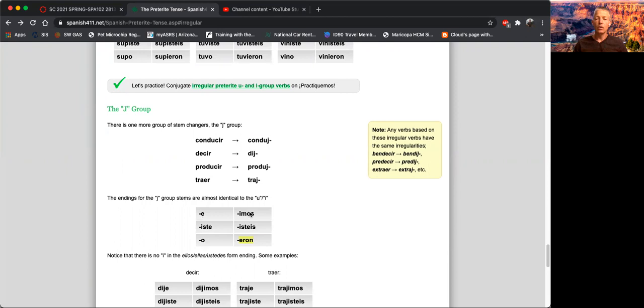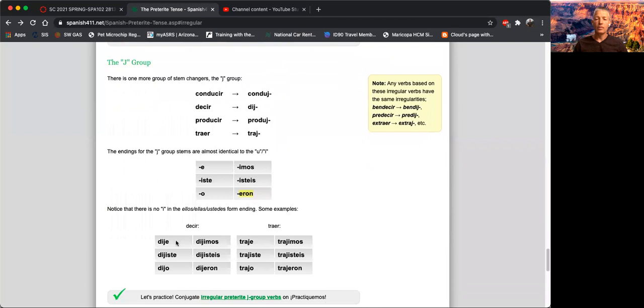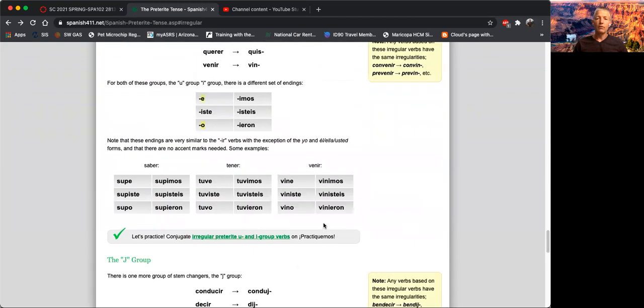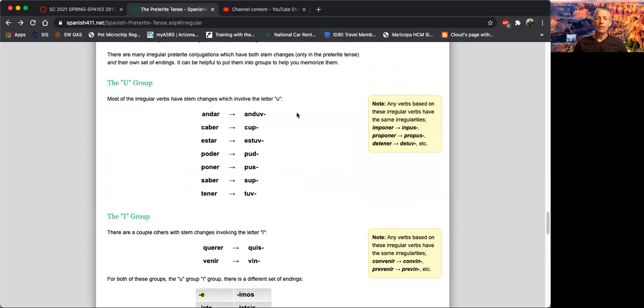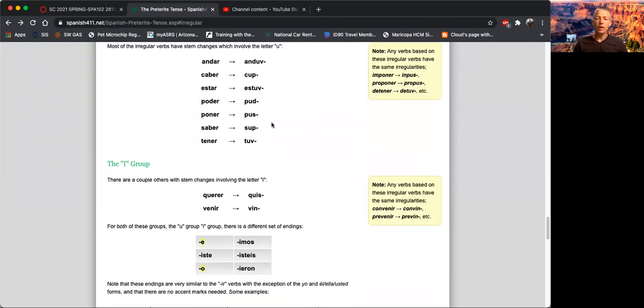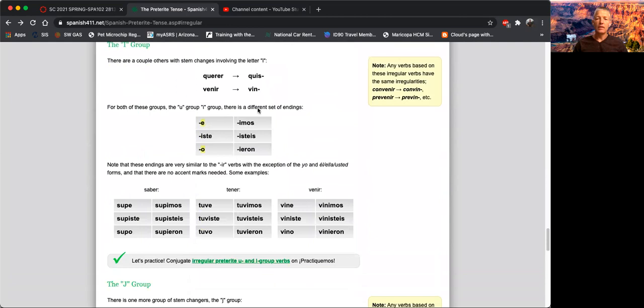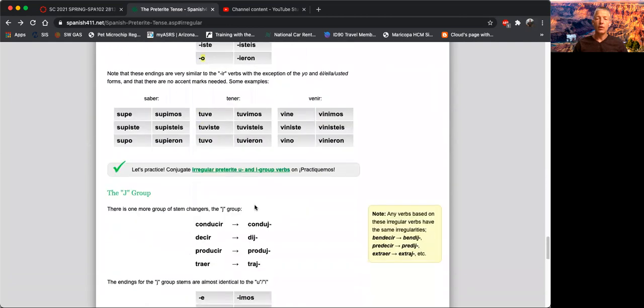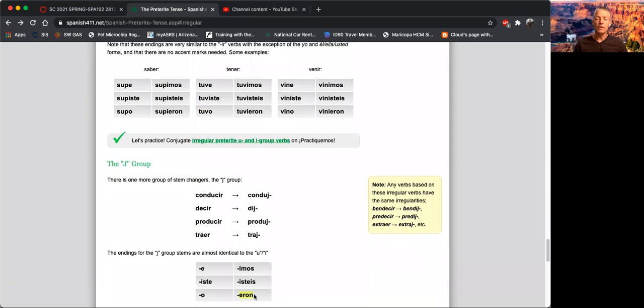condujiste, condujo, condujimos, condujisteis, condujeron. Here are other examples. Dije, dijiste, dijo, dijimos, dijisteis, dijeron. Traje, trajiste, trajo, trajimos, trajisteis, trajeron. So for all irregular verbs, you have the new stem, which needs to be practiced and memorized. And then you have the endings that go along with those stems. And they're almost the same for all of them, except for ustedes, ellos, ellas, the J verbs drop the I out.